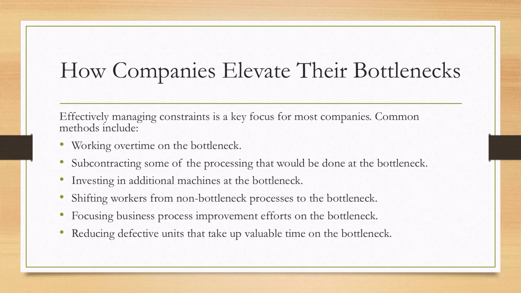There are several common methods used to elevate bottlenecks. These include working overtime on the bottleneck process, subcontracting some of the processing that would normally be done at the bottleneck, investing in additional machines to increase capacity, shifting workers from non-bottleneck processes to support the bottleneck, focusing business process improvement efforts on the bottleneck, and reducing defective units, which waste valuable time on the constrained resource.